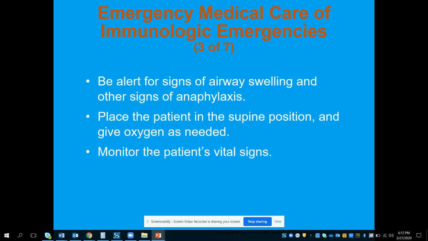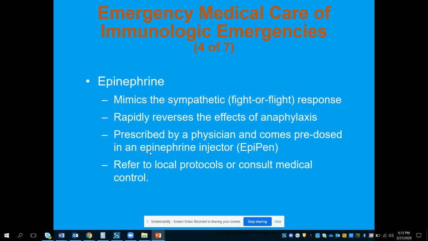Be alert for signs of airway swelling and other signs of anaphylaxis that could potentially develop throughout transport. Again, you can put them in a supine position if the hypotension is a main concern or the patient is experiencing syncope. But if they're having a lot of trouble breathing, you probably want to let them sit in a position of comfort, which is probably sitting up or in a tripod position. Continuously monitor their vital signs for changes.